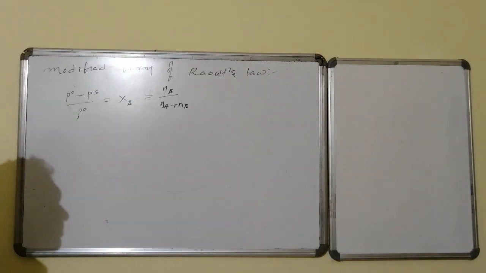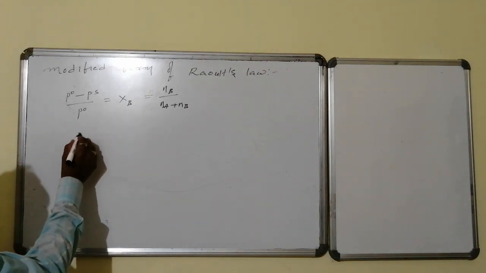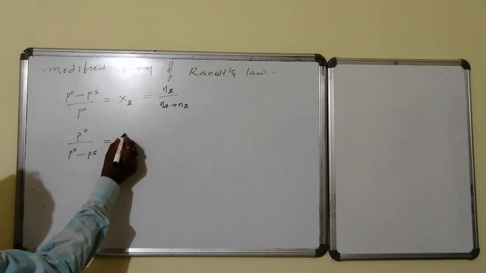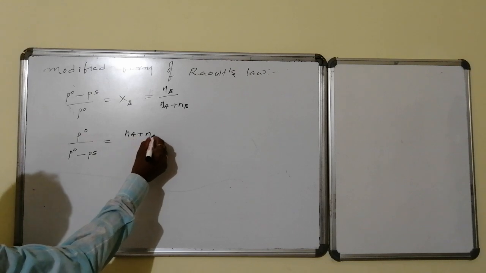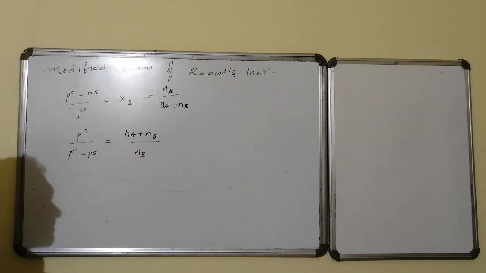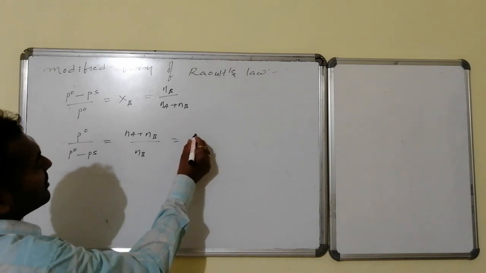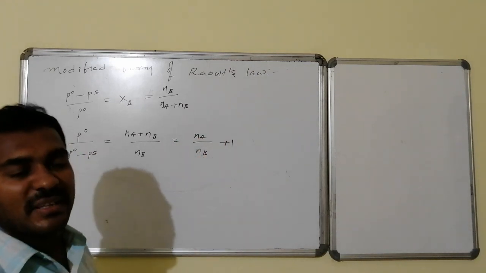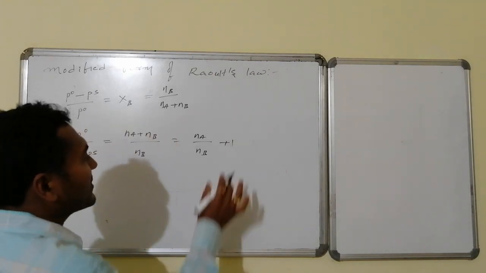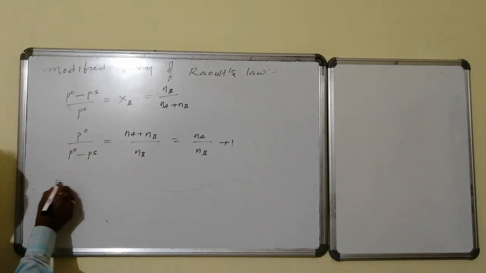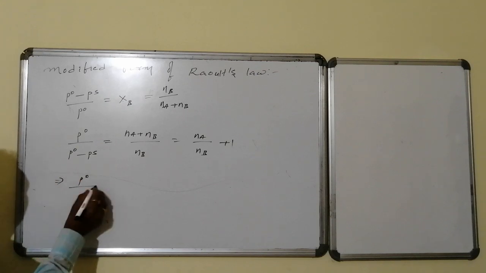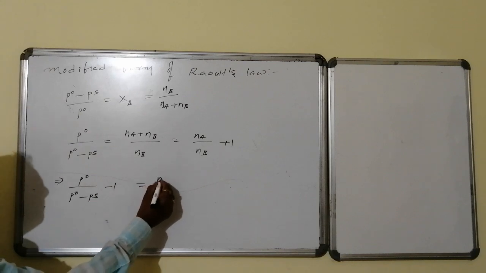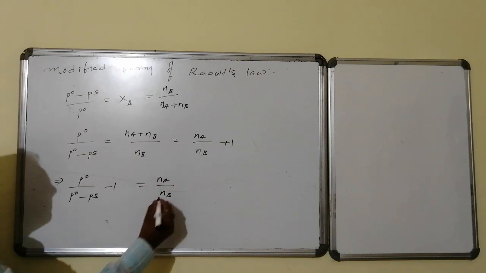In order to get a proper relation, I am taking the reciprocal, that is P0/(P0 − Ps) = (Na + Nb)/Nb. This can be written as Na/Nb + 1. On rearranging, moving the 1 to the left-hand side, P0/(P0 − Ps) − 1 = Na/Nb.